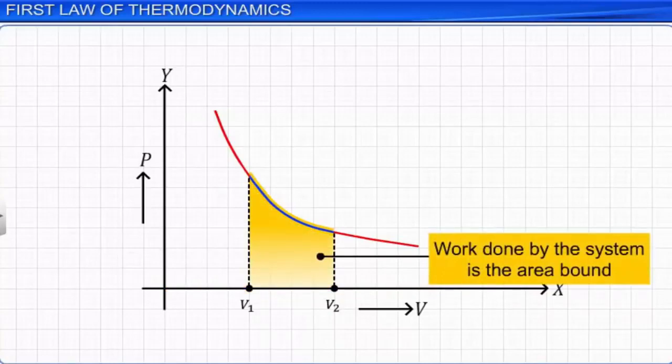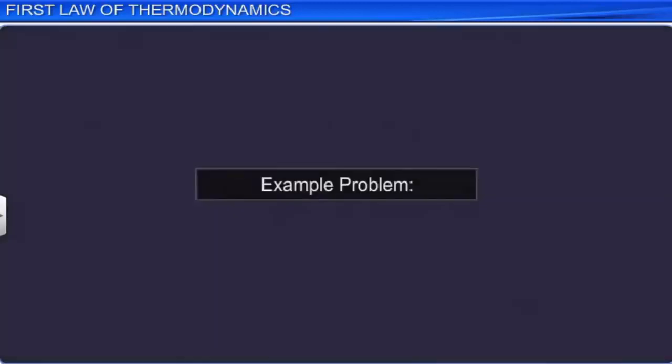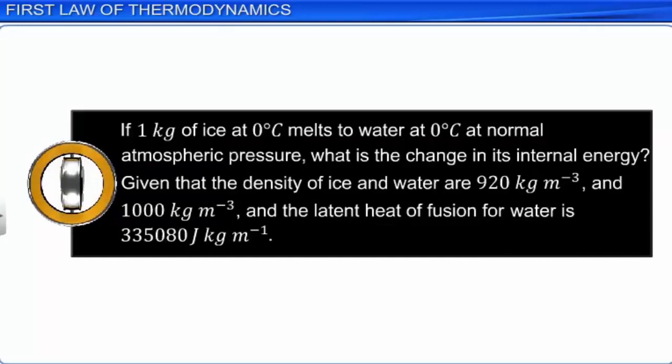Let us apply the law to solve a problem. If 1 kilogram of ice at 0 degrees Celsius melts to water at 0 degrees Celsius at normal atmospheric pressure, what is the change in its internal energy? Given that the density of ice and water are 920 kilograms per cubic meter and 1000 kilograms per cubic meter respectively, and the latent heat of fusion for water is 335,080 joules per kilogram.